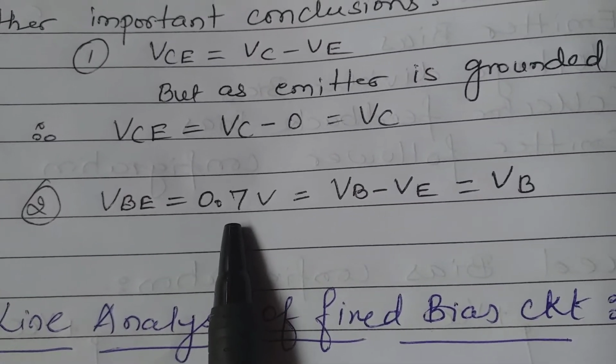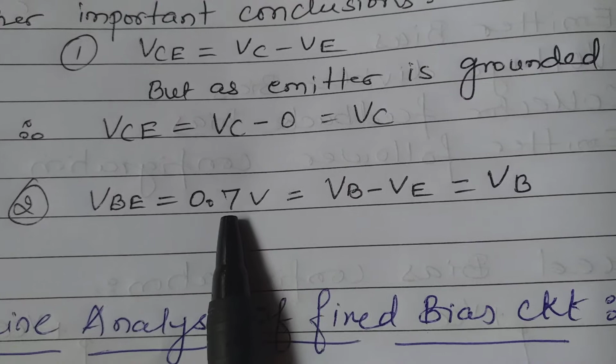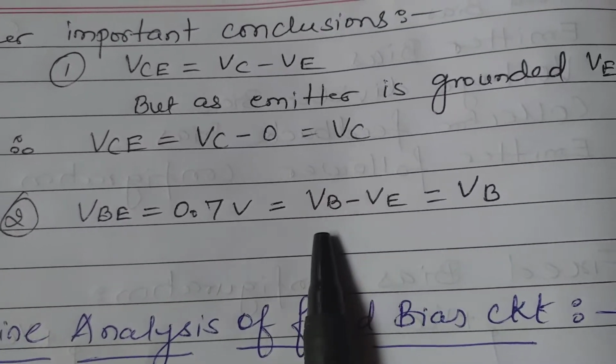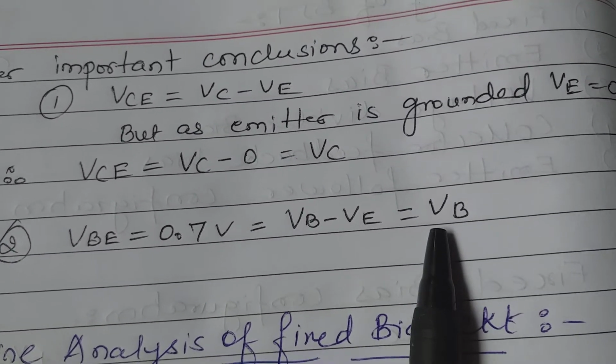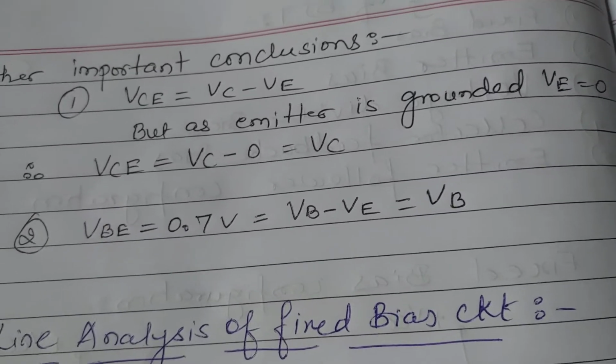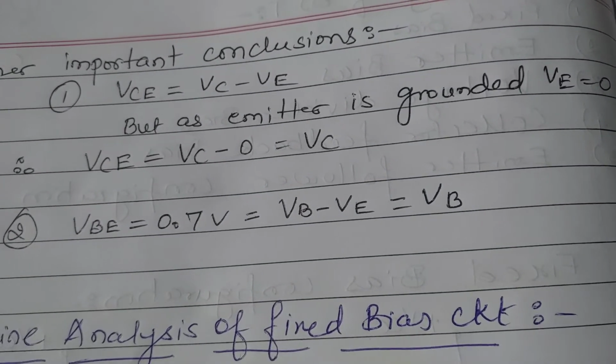Similarly, VB is equal to 0.7 volts for the active region. The base to emitter junction is forward biased. Therefore, VBE, that is VB minus VE, which is equal to VB, is equal to 0.7 volts. So these are a few important conclusions we can derive.